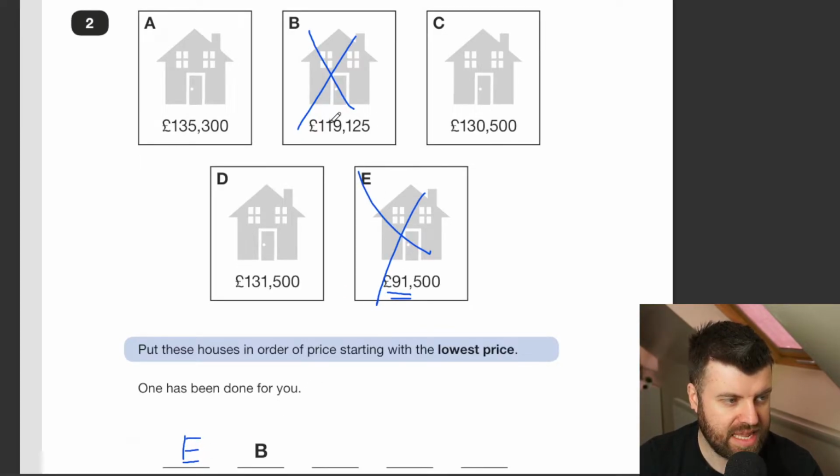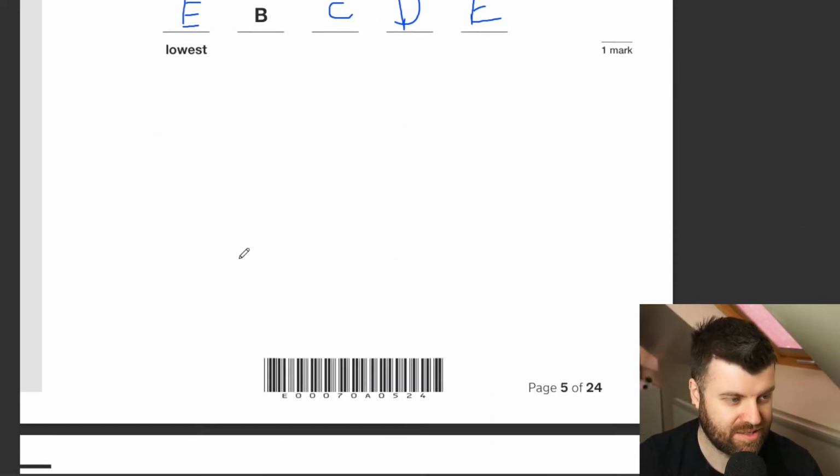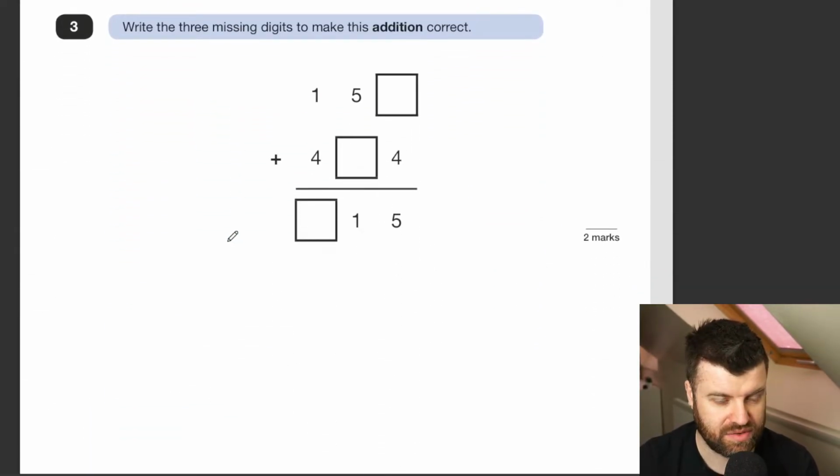Now 119 was next. Cool. What's next? Well, we've got 130 on all of them, so we have to look in the thousands column. And we put C next because that has 0 thousands. And then between D and A, we have 1,000 or 5,000. So D is the next smallest. And then we finish off with the most expensive house, which is A. Now, you can tell that this is written 9 years ago because I don't think any houses exist which are this price these days. Let's go down then to question 3.